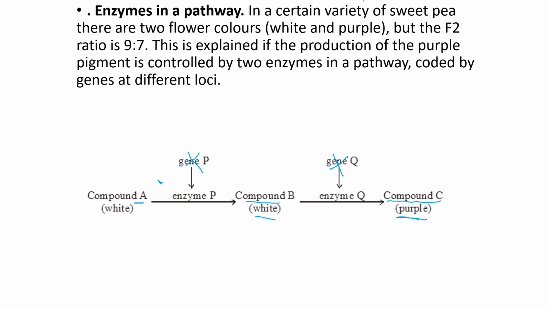So enzyme gene P affects the ability of gene Q to function because gene Q is making an enzyme, and without enzyme P giving us compound B, then all the enzyme that is being made by gene Q serves no purpose, right? So gene Q therefore serves no purpose.